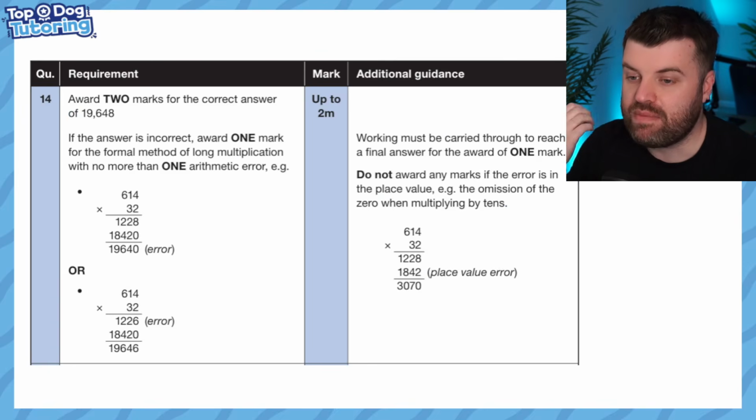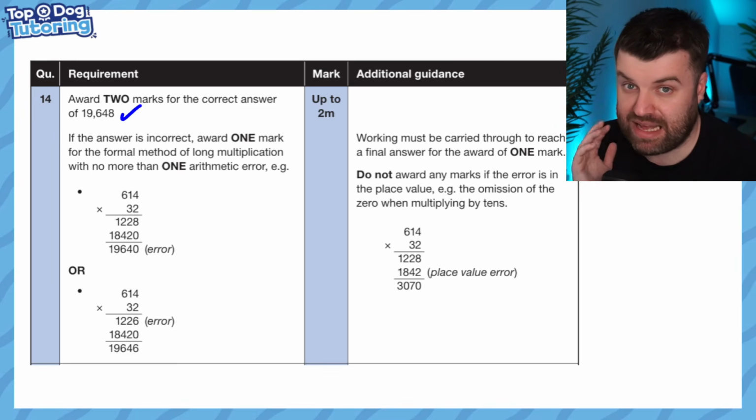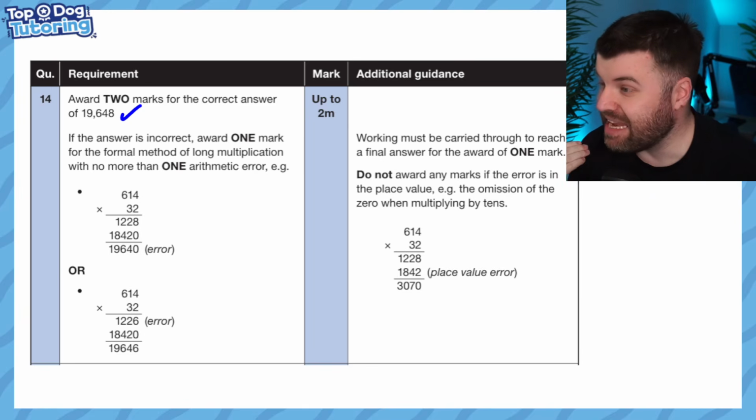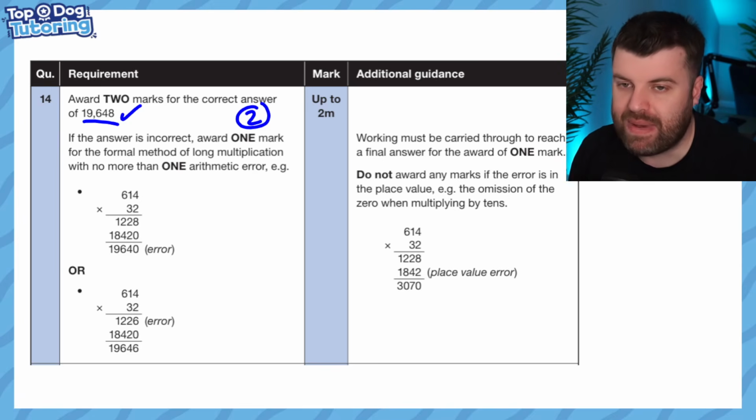However, in the mark scheme, sure, you get 2 marks for getting the right answer, and it doesn't matter how you get there. You could get there any way you want. If you write down 19,648, you will get 2 marks straight away. But we need to just think, what if the children make a mistake?